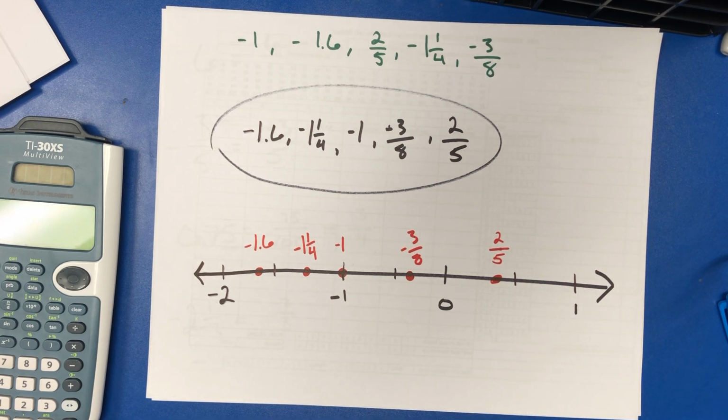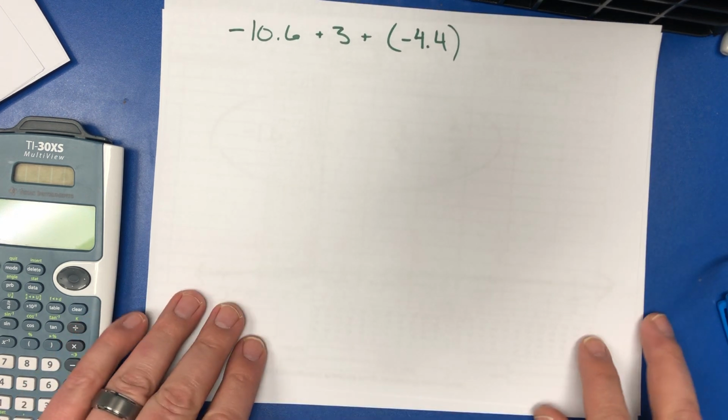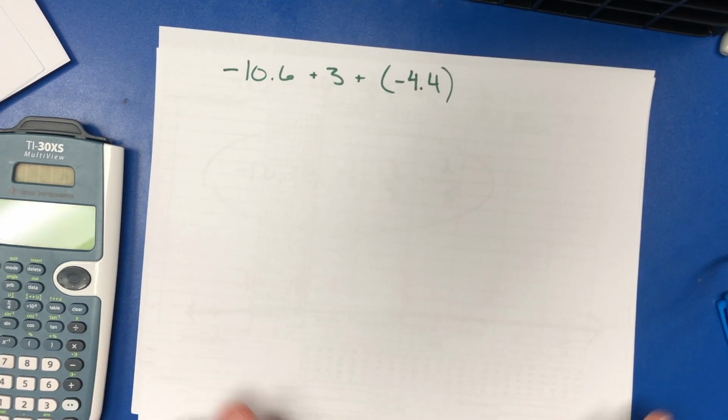In example 3, I've got a couple problems that show up. The first one is this bad boy: -10.6, -10 6/10, however you want to state it. -10 6/10 plus 3 plus -4 4/10. How am I going to use the commutative property or the associative property to make this easy on myself?